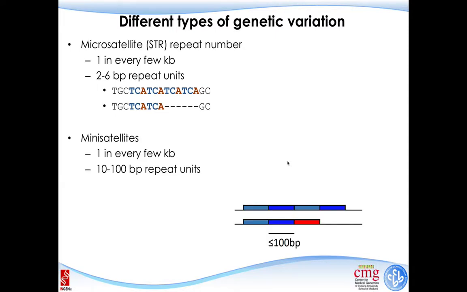Making it bigger, there is another type called minisatellites, which occur once in every few 1,000 bases. This is the same as microsatellites, except the repeat units become bigger, and they can be from 10 to 100 bases. Those are called minisatellites. There's no clear difference between microsatellites and minisatellites, except the length of the repeat units is different.